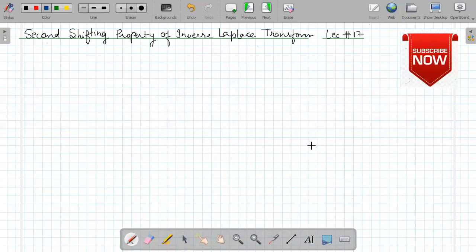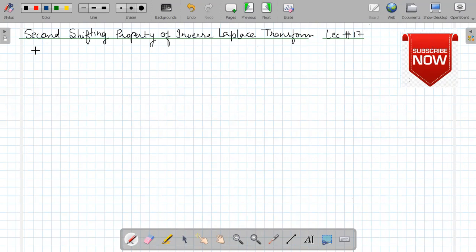Welcome everyone in lecture number 17. Today I'll discuss the second shifting property of inverse Laplace transform. So before starting this property, let me first state the same property for Laplace transform.